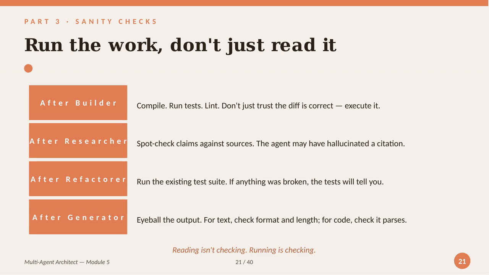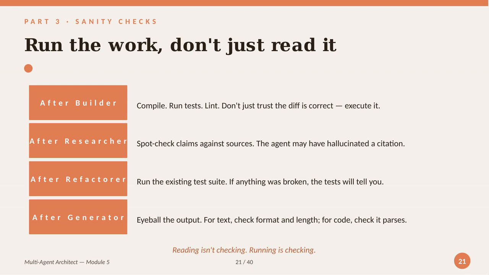After a researcher agent, spot check the citations. The agent may have invented a source that doesn't exist or attributed a quote to the wrong paper. Pull a random claim and verify it against the cited source. If the claim doesn't match, the whole research output is suspect. After a refactor agent, run the existing test suite. The refactor was supposed to preserve behavior. If any test broke, behavior wasn't preserved. The test suite is the contract.